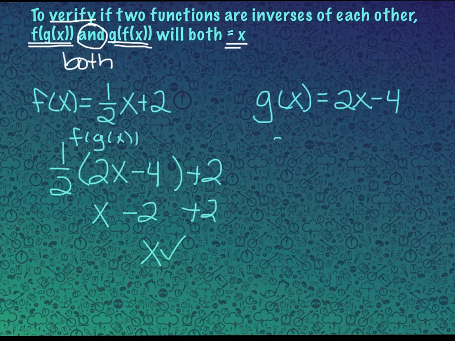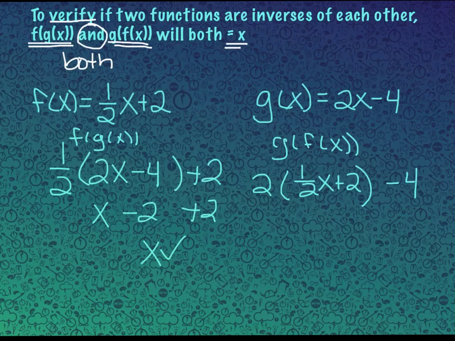We also need to do g of f of x. And yes, you have to do both. If you do one and it works, that's great, but you need to check the other. So we've got 2 times 1/2 x plus 2 in place of x, and then minus 4. We distribute. 2 times 1/2 is x. 2 times 2 is plus 4. Minus 4, x plus 4 minus 4 is x.